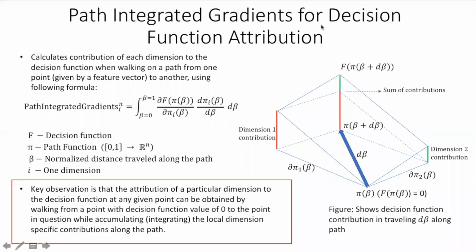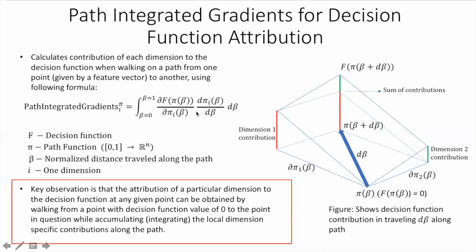Now we'll put aside genomic sequences and kernels for a bit and talk about the integrated gradients method for decision function attribution. The goal here is, given a function in high-dimensional space, as we walk from one point in that space, given by a feature vector, to another, how do we attribute the change in the function to the various dimensions? The integrated gradients algorithm does just that, and is represented by this integral shown here.